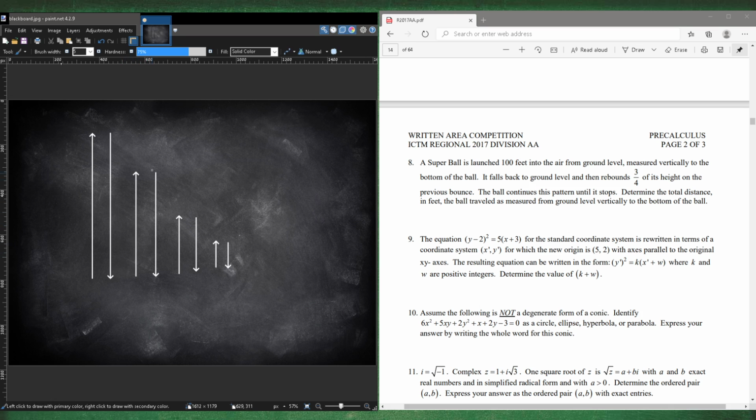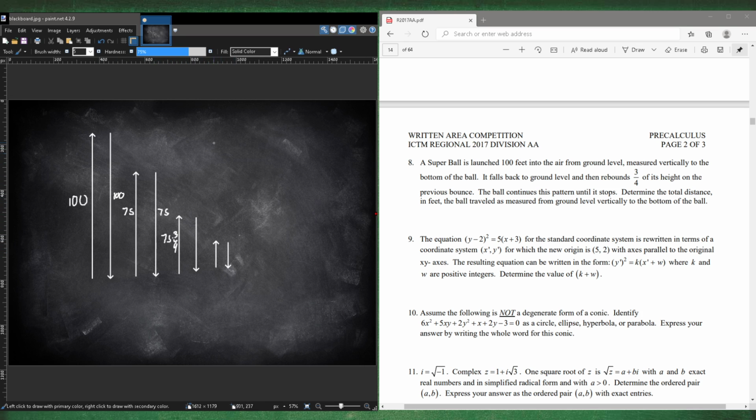So let's focus on it going up for now. So we went up 100, and then from here it went up 75, because this dropped down 100. So this goes up 75. So this goes down 75 and then it goes up 3/4 of 75, and then it goes down 3/4 of 75. So it seems that it's just going down 3/4 each time. So 100, 75, and then 75 times 3/4, and then 75 times 3/4 times 3/4, right?